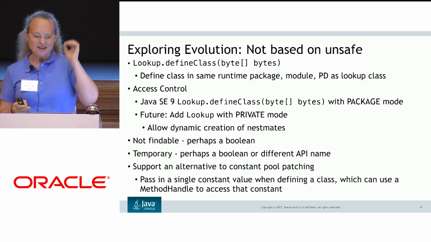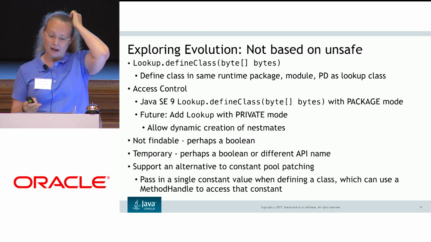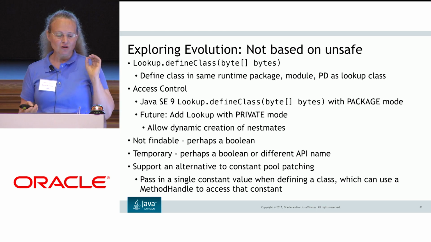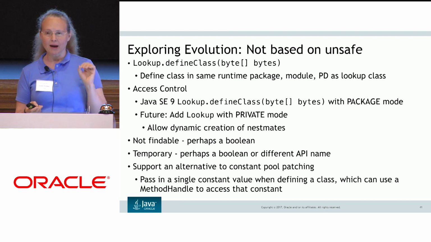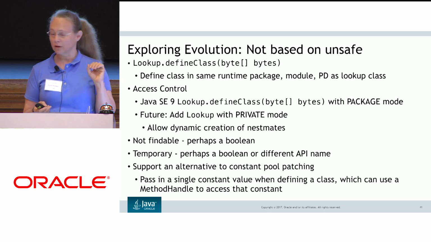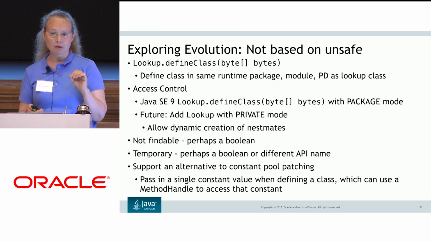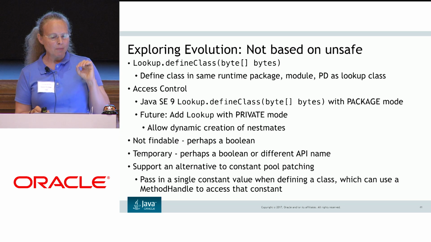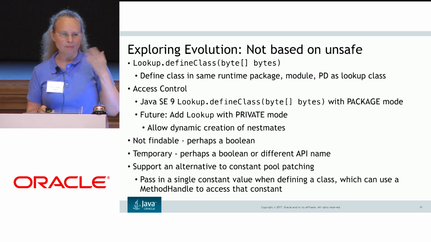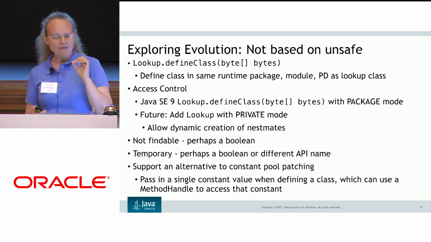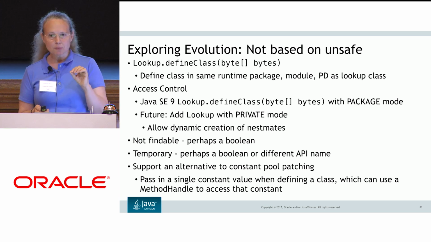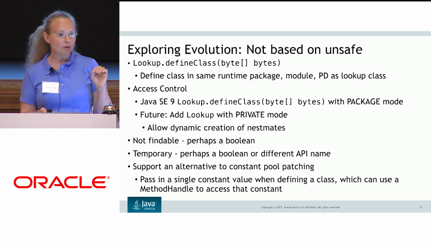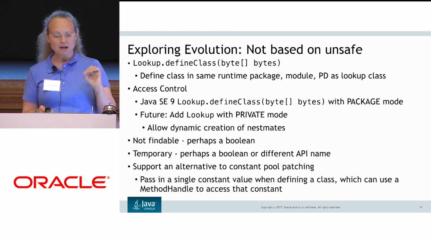So in Java SE 9, we added a Lookup.defineClass with a byte array, which allows you to define a class in the same runtime package, module, and protection domain as your lookup class, okay? So that's been added. We are looking at the possibility of extending that. If you have a lookup with private mode, we could allow you to dynamically create nestmates.